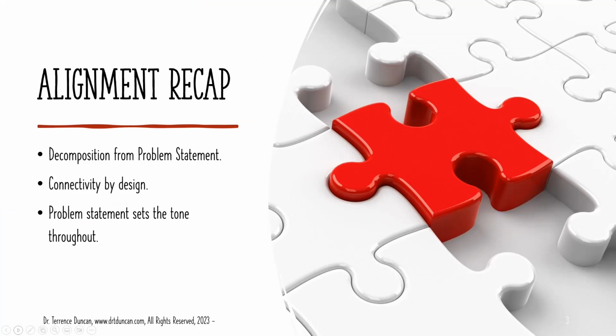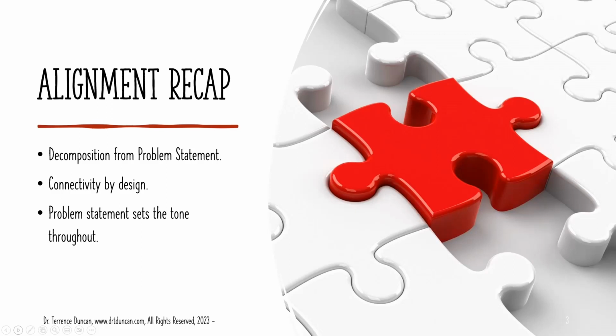Just a brief recap about alignment. We noted that alignment starts from the decomposition of the problem statement. So the problem statement sets the table for the duration of the dissertation. There is connectivity intentionally by design. So what you do moving forward after the problem statement continues to provide that connectivity. Think of it like a bridge. You want to make sure that that bridge is straight and narrow and that it's easily passable.